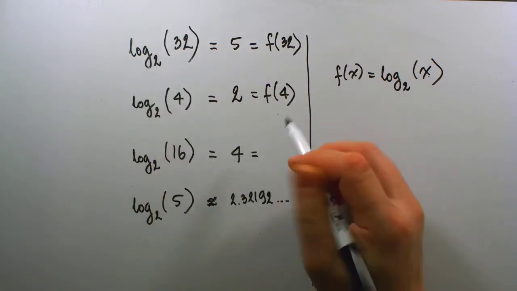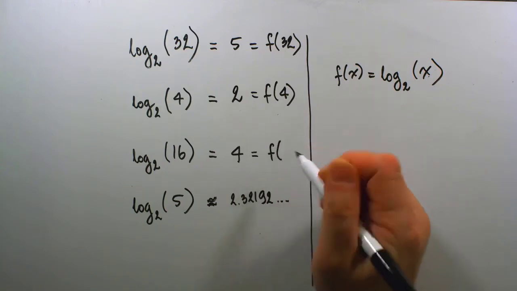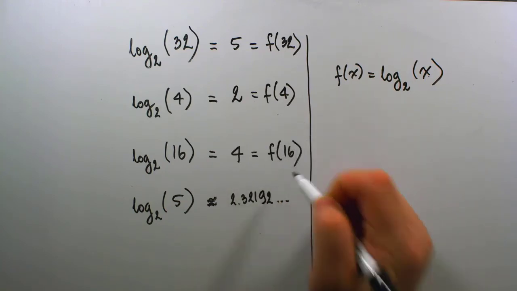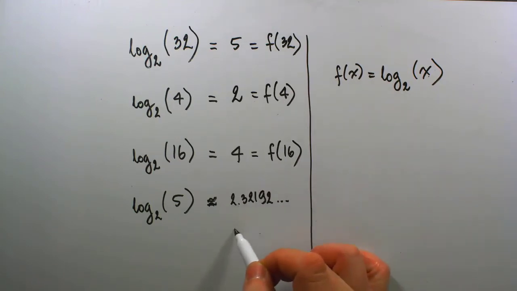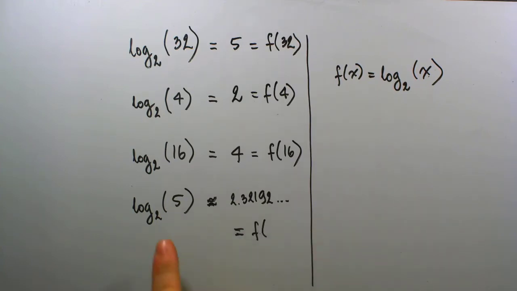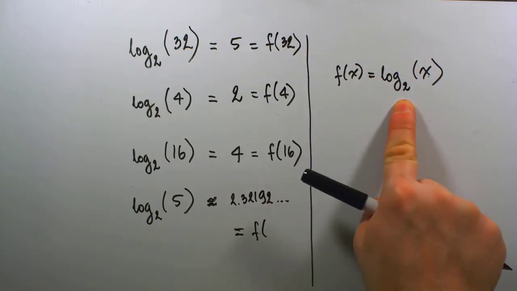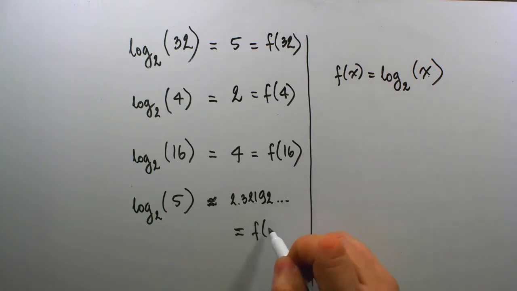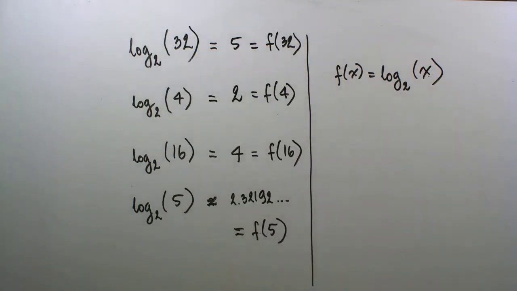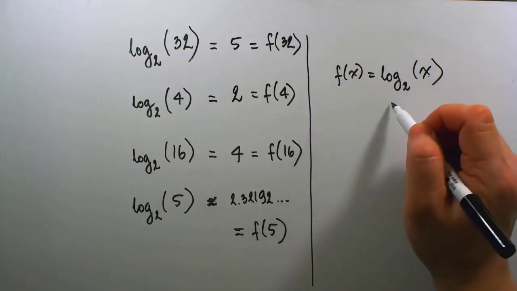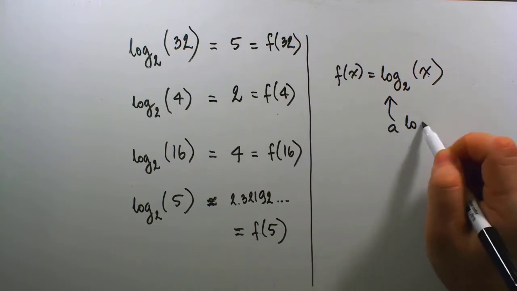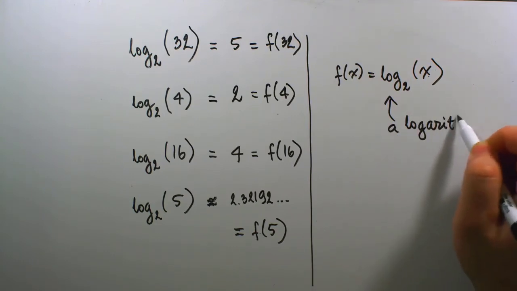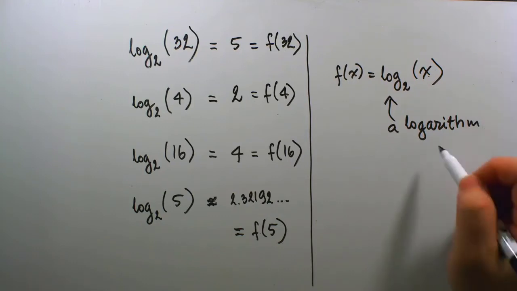And so here this is the same as the function evaluated at 16. And this ugly looking number right here, I had to use a calculator because it's way beyond my mental math skill. But this is f of, see, log base 2, so that's our logarithm function. But now this is f of 5. So what we have here is our first look into what's so-called a logarithm function.